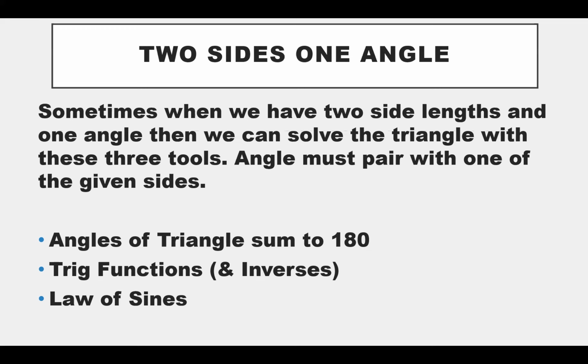Well, it turns out sometimes when we have two sides and one angle, we can utilize the three tools that we have here to solve the triangle. However, it must be the case that if we're trying to use law of sines, one of the angles must pair with one of the given sides. So I'm going to have alpha and A, or I'm going to have beta and B, or I'm going to have gamma and C if I want to utilize law of sines with two sides and one angle.